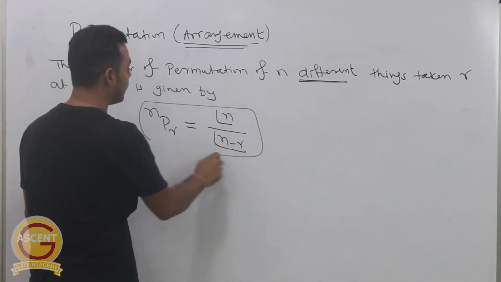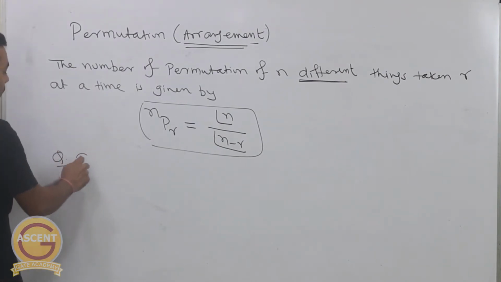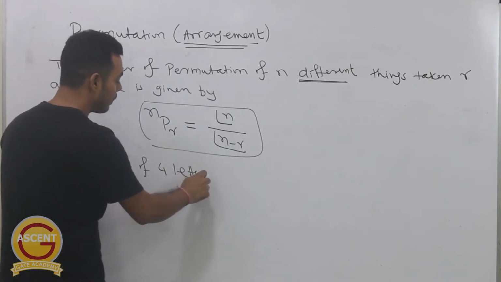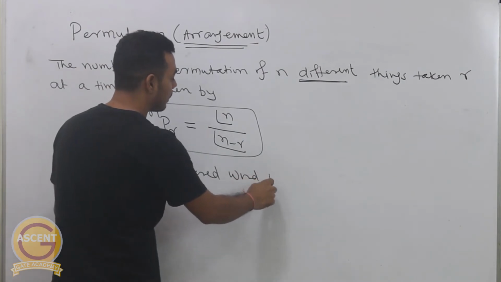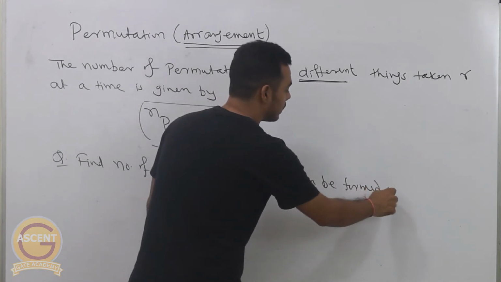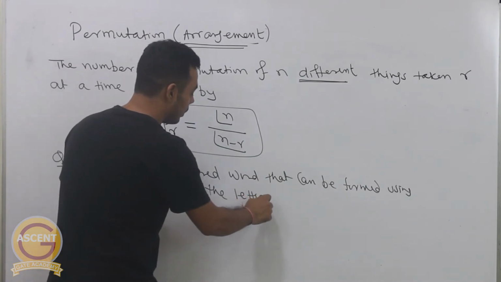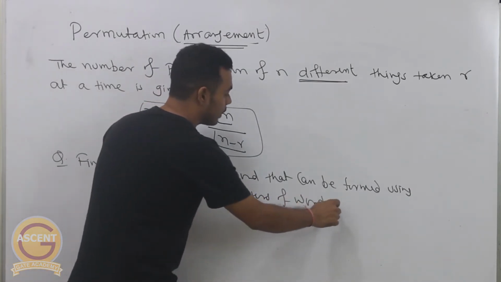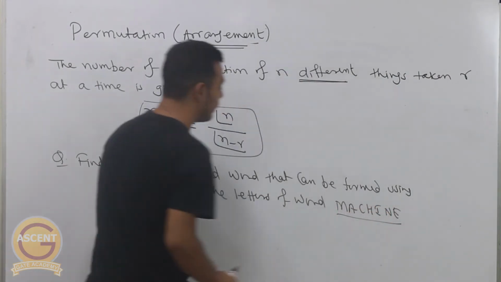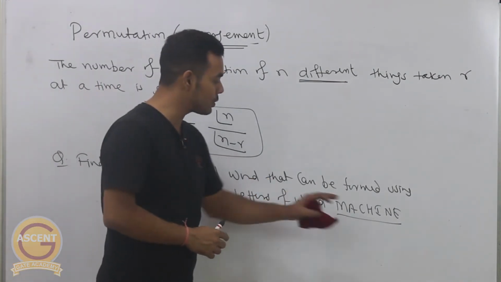Now with the help of one example, we will see how to apply this formula. So for example, suppose the question is: find the number of 4-lettered words that can be formed using the letters of the word machine. So this is the problem that we have. The question is we have to form 4-lettered words, and we have to use the letters of this word machine.